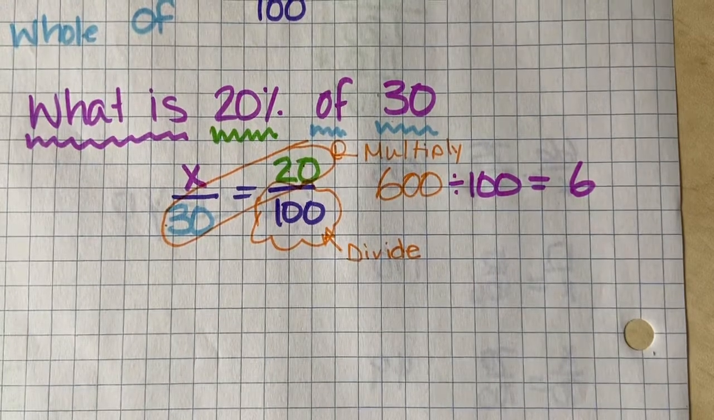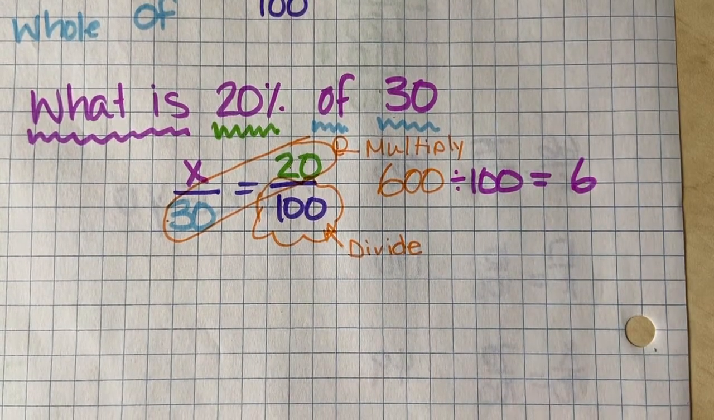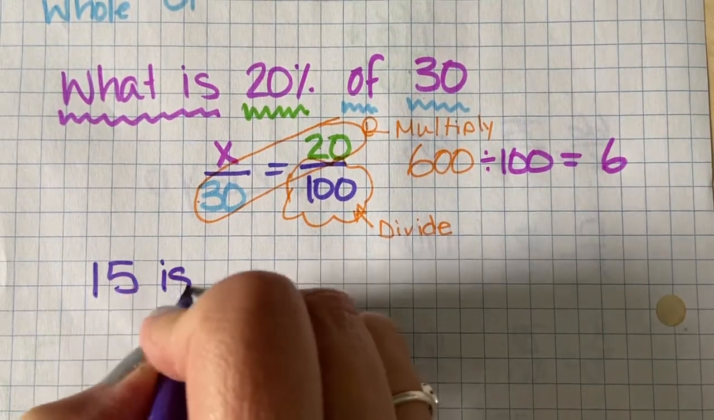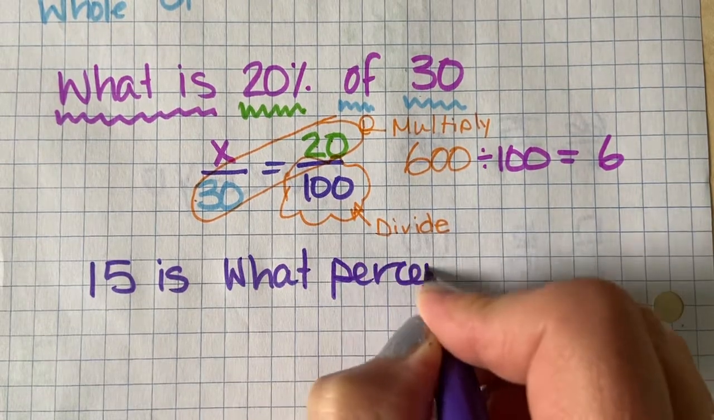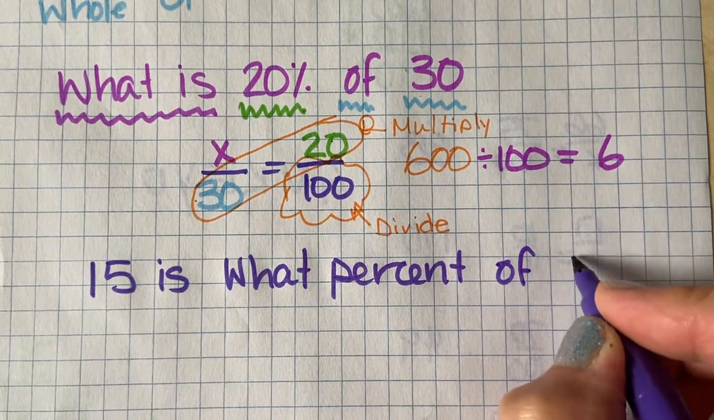Okay, so that's a really easy way to figure them out. Let's do another one that's looking for something else. So let's say I said 15 is what percent of, let's say, 90, okay?